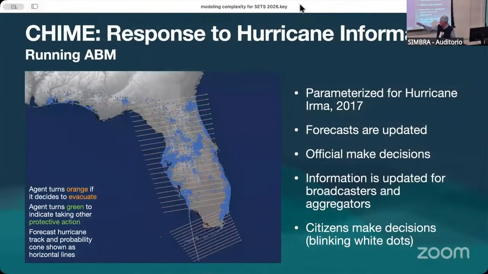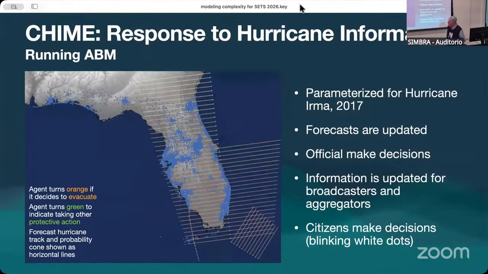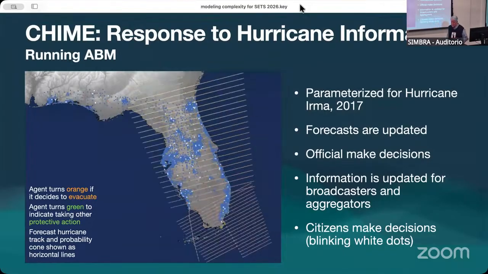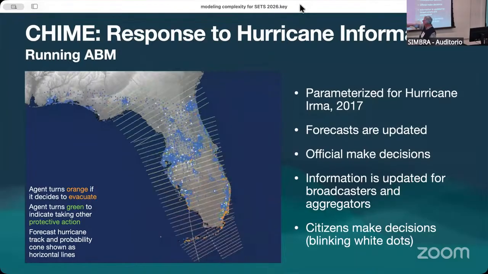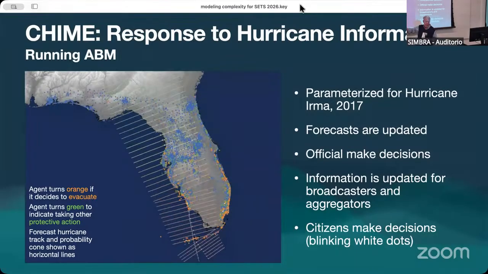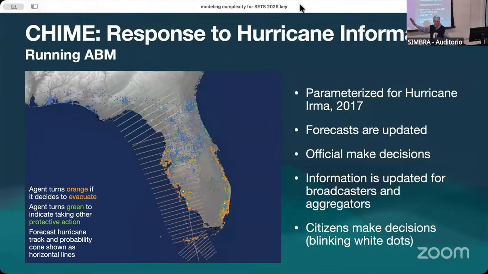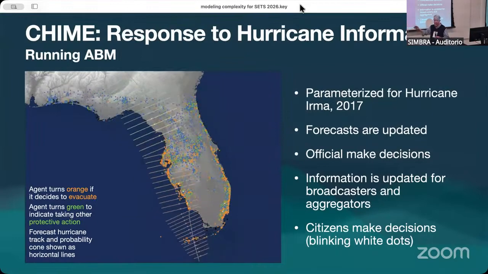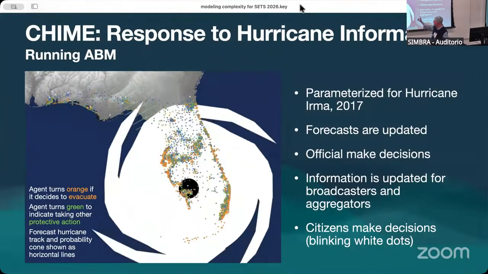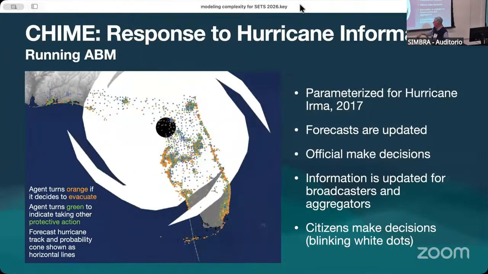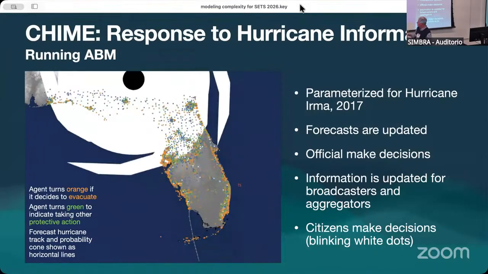So, this is an example here where it's parameterized for Hurricane Irma in 2017. There are these bars. This is the projected hurricane. This is the forecast, and you notice it shifts because as it got closer to the hurricane, the forecast, of course, gets closer to where the hurricane really goes, and the hurricane comes through here. I'm going to let this run a second time here.